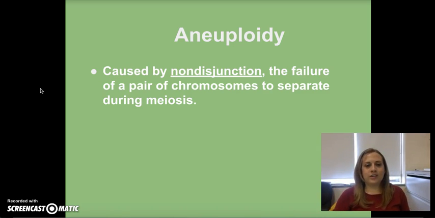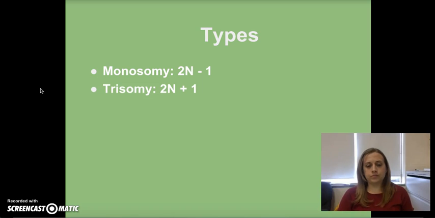And so again, aneuploidy is caused by non-disjunction, and it's a failure of a pair of chromosomes to separate during meiosis. And there are 2 general types called monosomy and trisomy. So monosomy, with mono meaning 1, is when you only have 1 copy of a certain chromosome, and then trisomy, with tri being 3, would be when you have an extra copy or a 3rd copy of a certain chromosome.